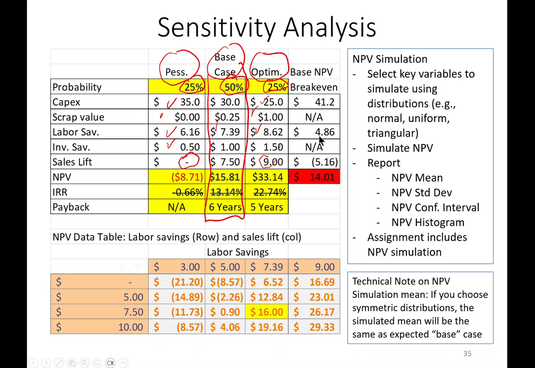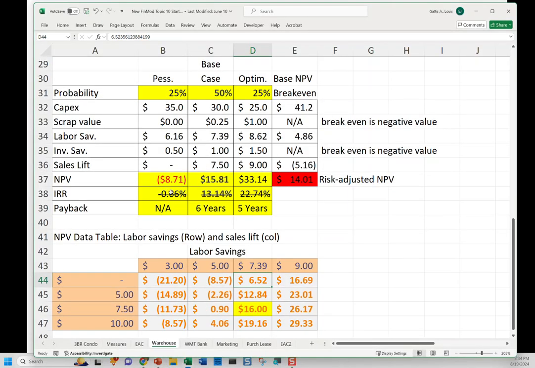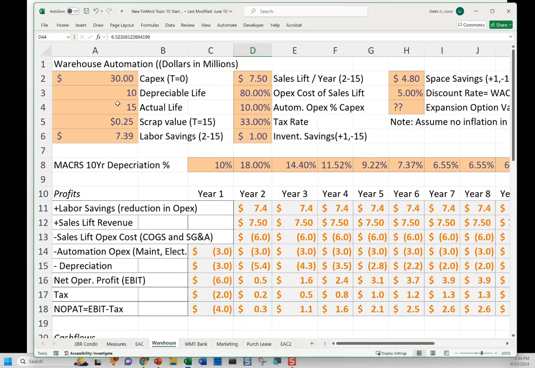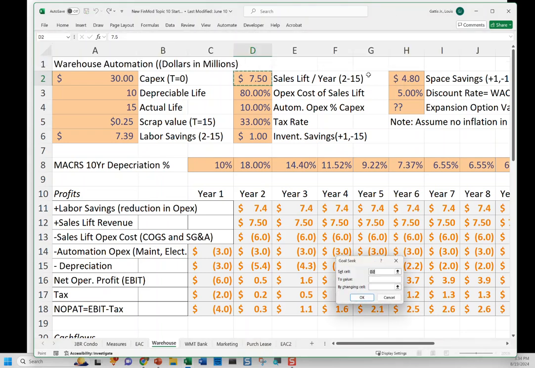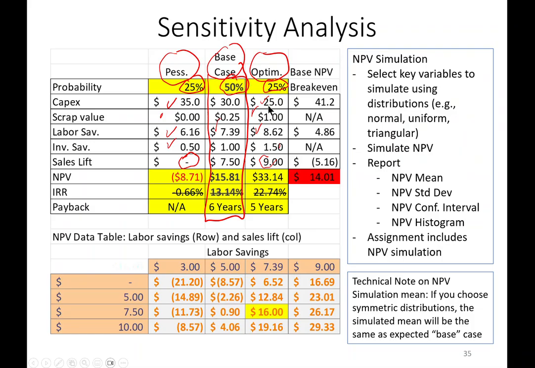I then did some break-even analysis. If you go to your spreadsheet, what you might do is say, well, how much sales lift do I need to make this a positive NPV project? So you just do Data, What-If, Goal Seek. I would set NPV to 0 by changing sales lift. And when I did that, it gave me a break-even of a negative sales lift. So it looks like I'm pretty good. I can lose sales and still have a positive NPV project.